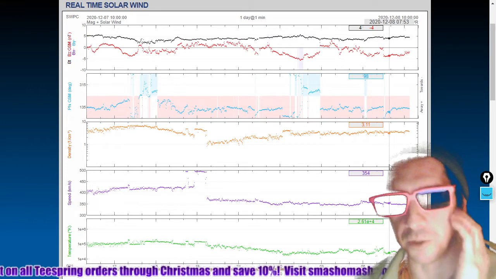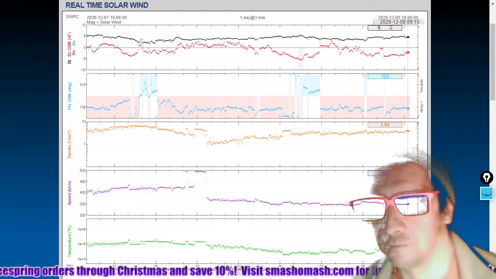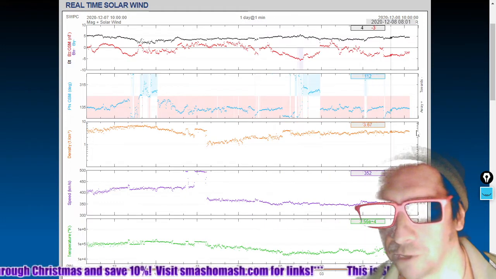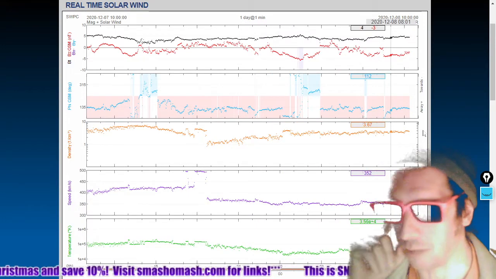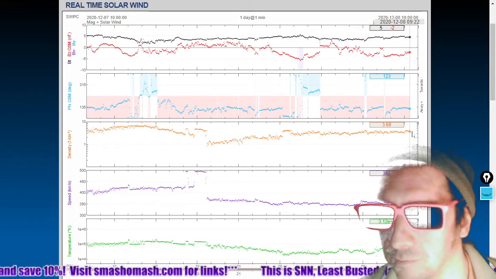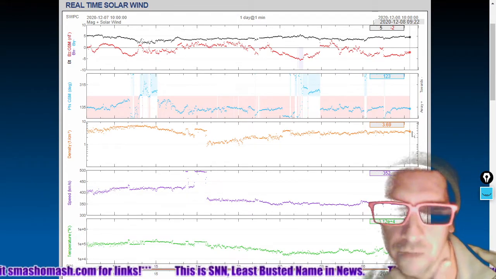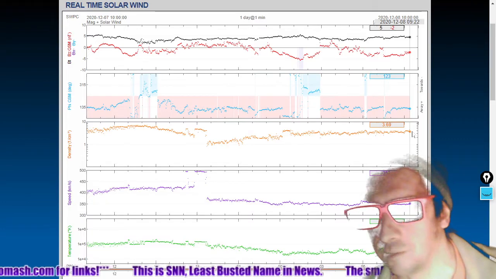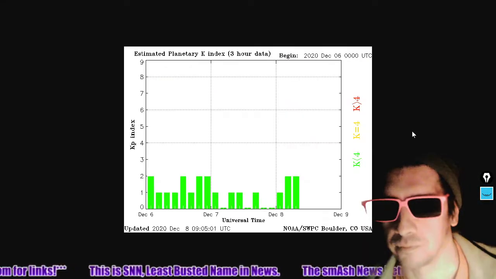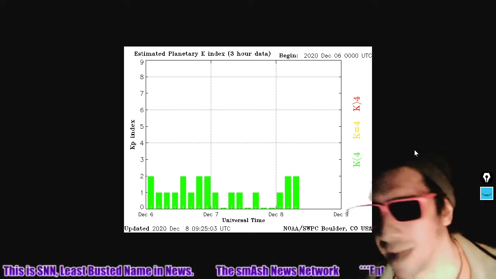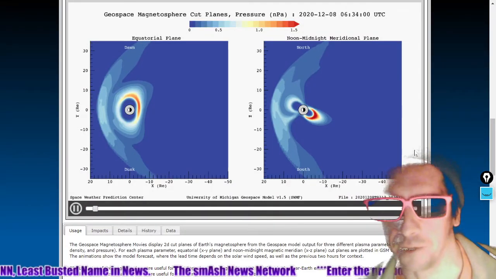Let's get into more data here, such as the real-time solar wind. We see a small ramp up here in the solar wind density, still at pretty backgroundish levels there. 3.69 protons per cubic centimeter, solar wind speed 352 kilometers per second. The KP index, a measurement of global magnetism, is at 2 right now.